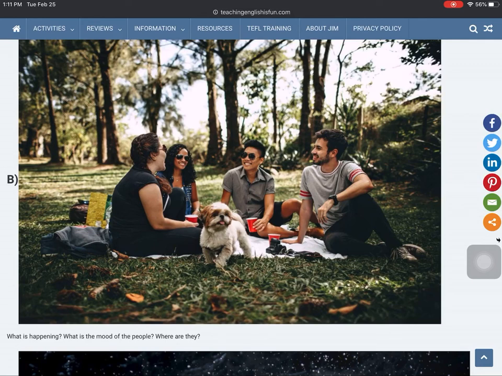What is happening? So, in this picture, I see 4 people, right? There are 2 women and 2 men. And there is a little dog also. Now, what is the mood of the people? Everybody is smiling, and it looks like they're having lots of fun. They are all laying on a blanket, which looks like it's probably in a picnic area or maybe in the woods somewhere.